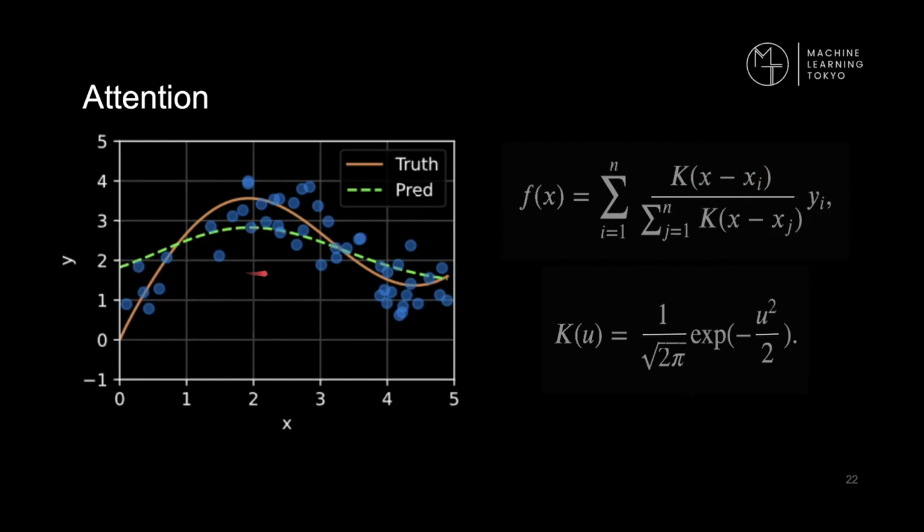So when you do that for all of the x values, this green curve is what you see as the prediction, which starts to match up with your ground truth. And this is how the book sort of invokes attention.